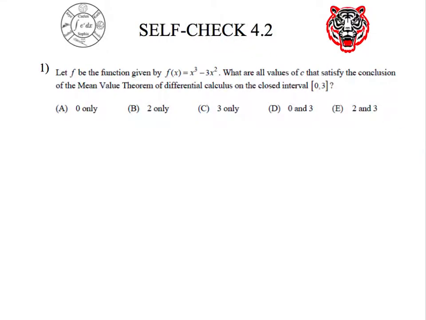All right, this is going to be AP Calculus, Self-Check 4.2 Solutions. As a reminder, this had 4 questions, which means give yourself 8 minutes to solve, and then check the solutions. So here we go. Number 1.